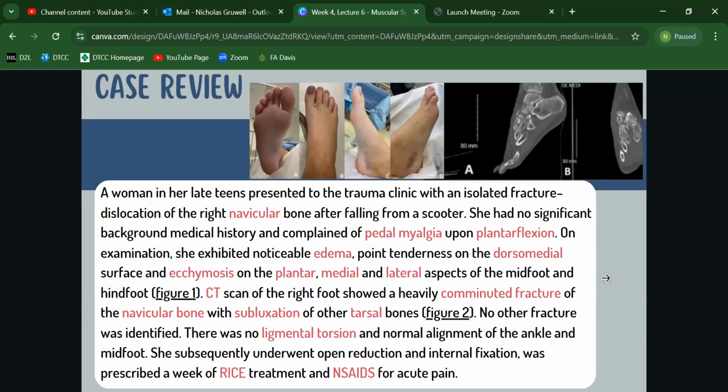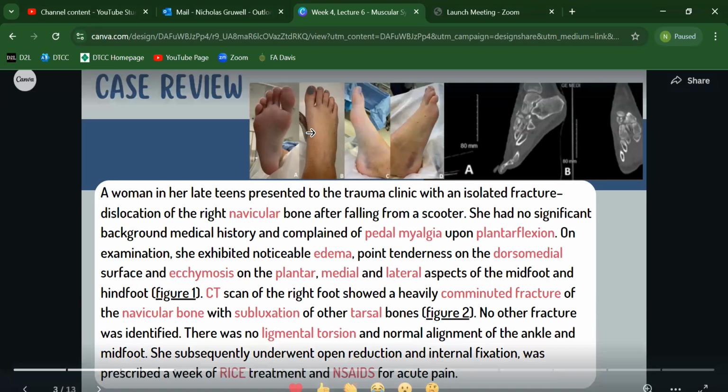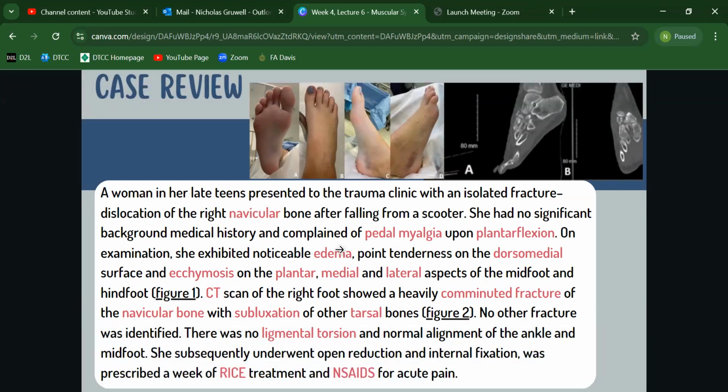So dorsomedial, that is going to be the dorsal side of our foot. So that's going to be the top of our foot. This is the plantar side. So dorsomedial tenderness, that means it's tender on the top middle portion of our foot. So that's where your navicular is. So right below there, you can see it's kind of bruised too. That's what ecchymosis means. Ecchymosis is bruising. So you see that in a few different areas. And edema is just swelling.